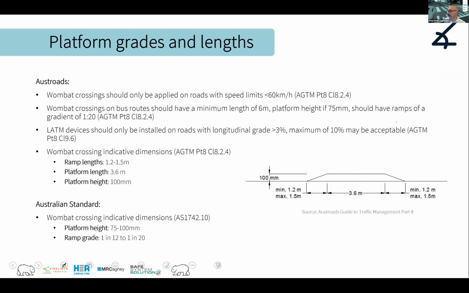To make your life a bit easier, I've grabbed bits from all sorts of standards and jurisdictional documentation, because there's a lot going on in this space. So there's some good information in there. We see stuff from Austroads talking about different heights and lengths and the like. We can see the Australian Standard has its 75 to 100, 1 in 12 to 1 in 20.